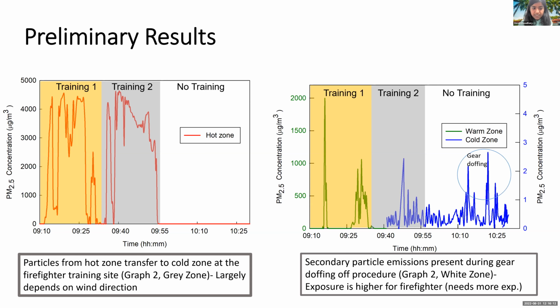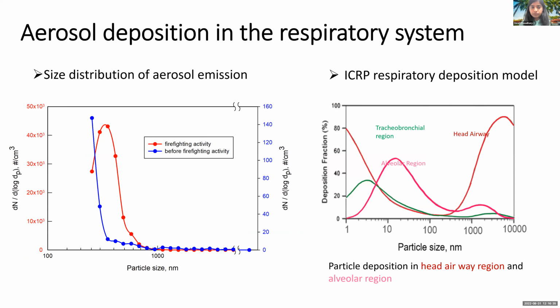To summarize, particles from the hot zone transfer to the cold zone at the firefighter training site, and that largely depends on the wind direction. And secondary particle emissions were present during the gear doffing procedure, and that exposure could be higher for firefighters, but that depends on which zone they were working in. So that was about how much concentration they were being exposed to.